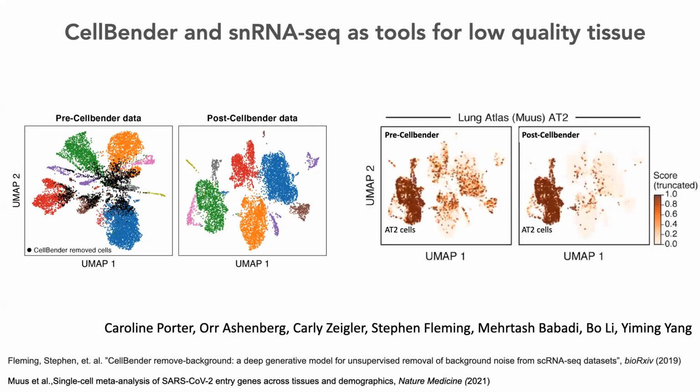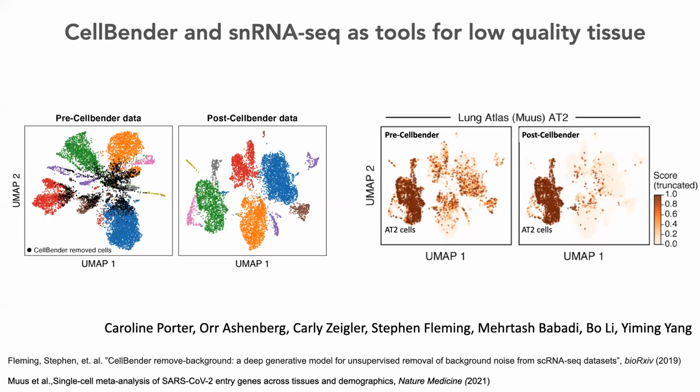Low quality cell removal via CellBender improved our cell type signature detection too. So here I'm showing single nucleus profiles pre and post CellBender, colored by expression of gene sets specific to AT2 cells in the lung. And I hope you can see on the right that post CellBender, expression of these genes is more cell type specific.